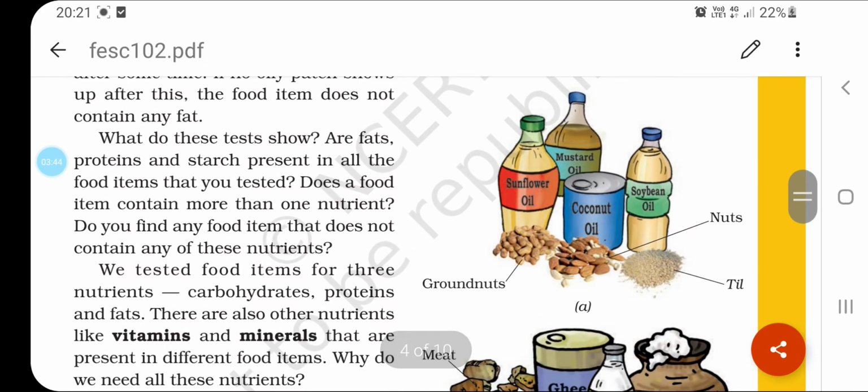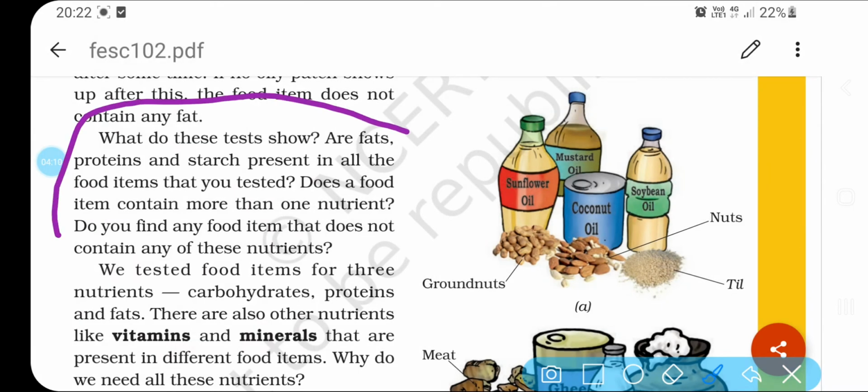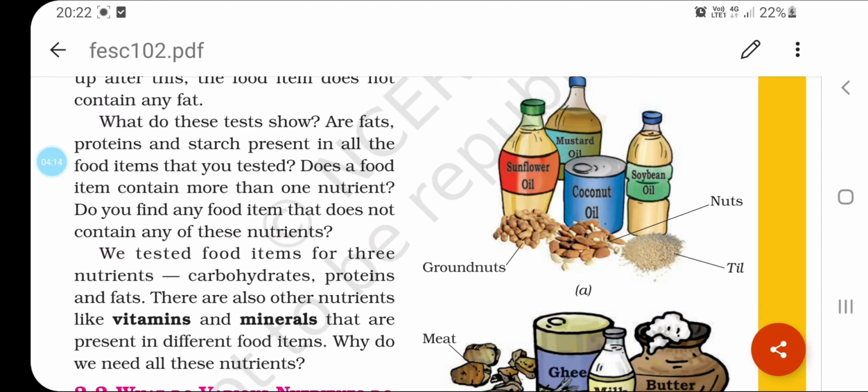What do these tests show? Are fats, proteins and starch present in all the food items that you tested? Does a food item contain more than one nutrient? Just write to me in the comment section about all these questions. Do you find any food item that does not contain any of the nutrients? This is a really interesting questions part. This part is my favorite. So I need all the answers in the comment section.